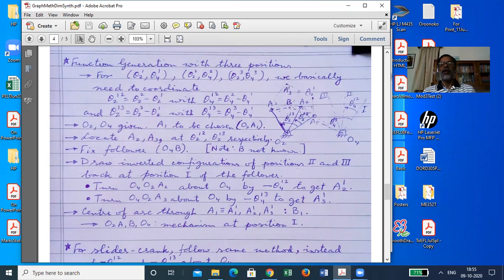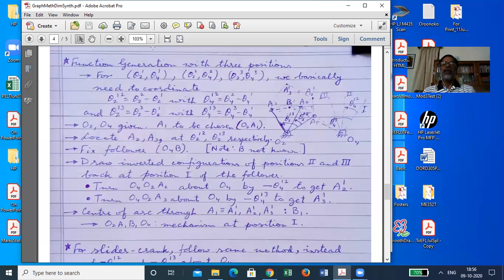So the perpendicular bisectors cut at this point, and that gives you the fixed distance AB. So this point is B, and the mechanism is O2 A1 B1 O4. Okay, so O2 A1 B1 O4 is the synthesized mechanism at position 1.